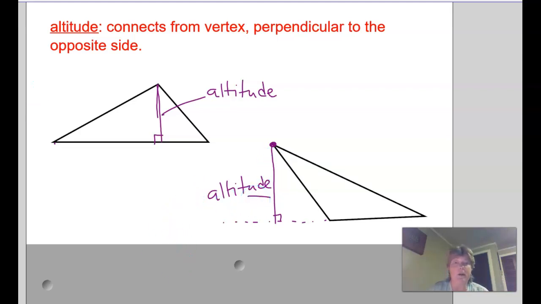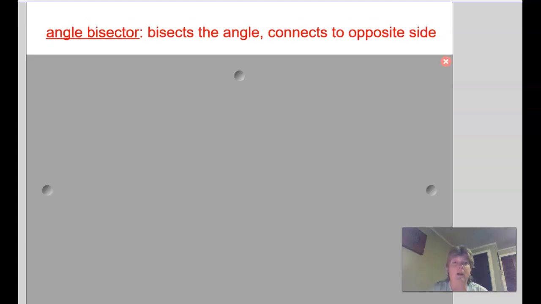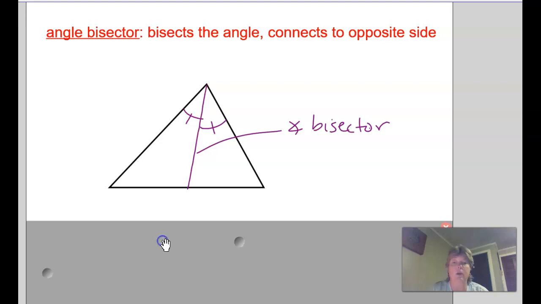Okay, and then our third Cevian is the angle bisector. And again, I think this one's pretty self-descriptive. What this one does is it bisects the angle and then connects through to the opposite side. So this right here would be my angle bisector. It bisects this angle at this vertex, and then it connects to the opposite side of the triangle. So those are the three special Cevians that we're going to talk about and focus on in this course.